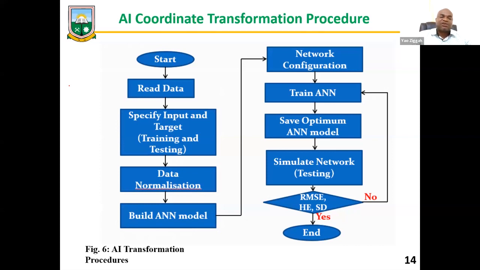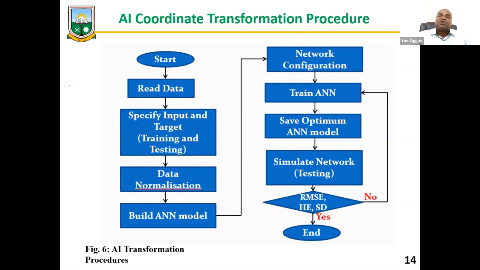Then the next one is data normalization. Usually, you will agree with me that when you look at coordinates, you can have eastings and northings, and the variation between the eastern values and the northern values is quite large. Therefore, there is a need for us to bring all the input variables onto a common scale, and that is data normalization. This helps to speed up the training process of the AI or ANN model that you want to create.